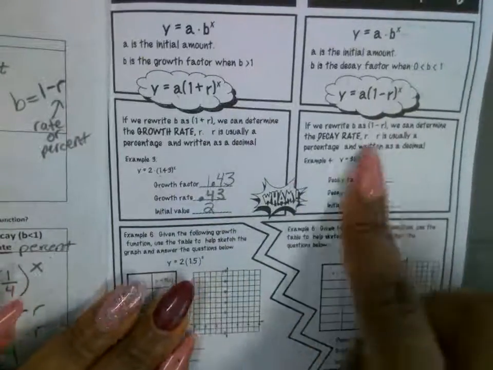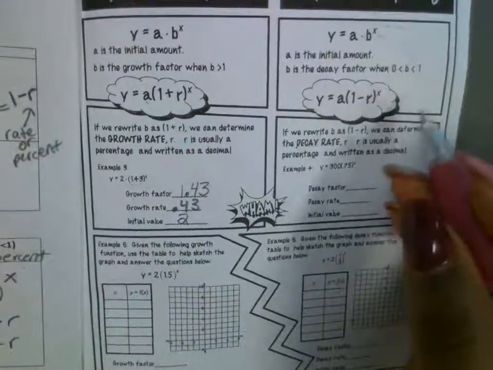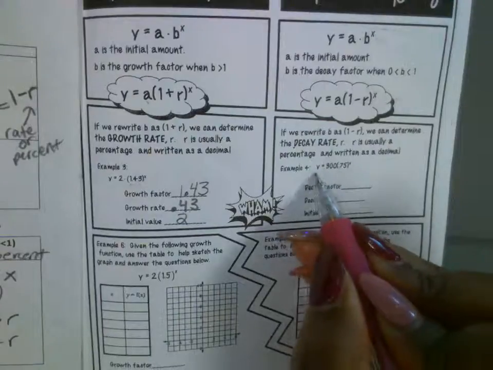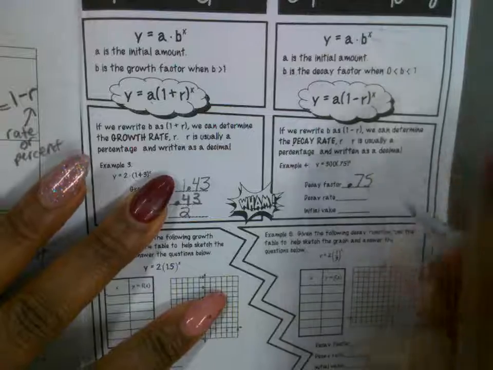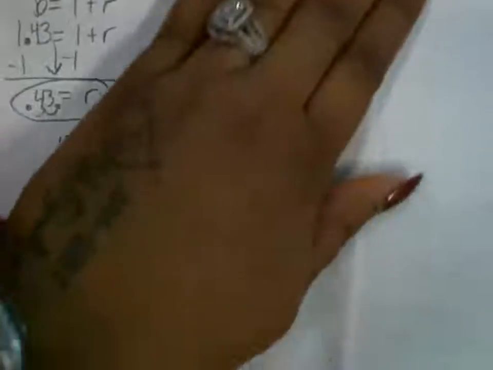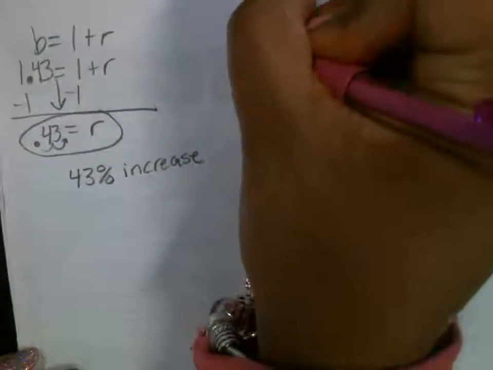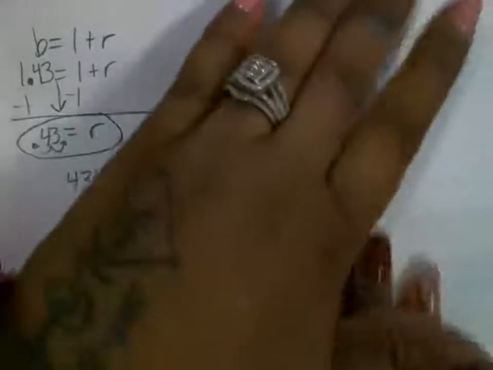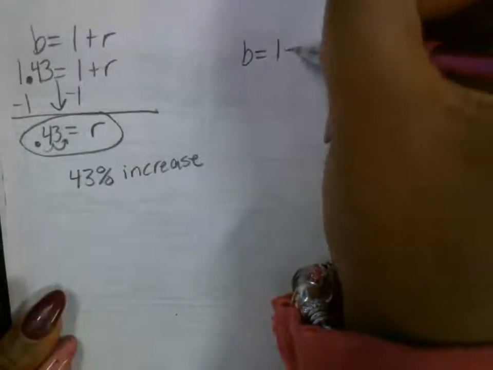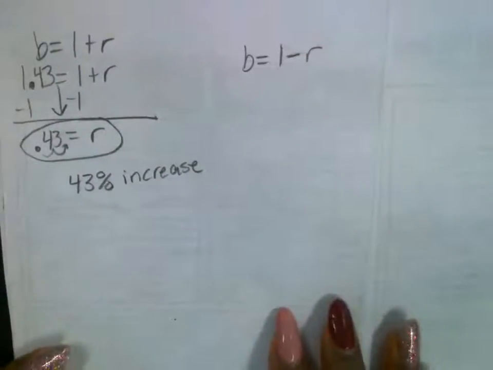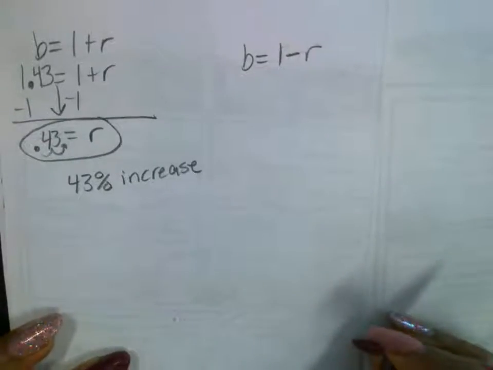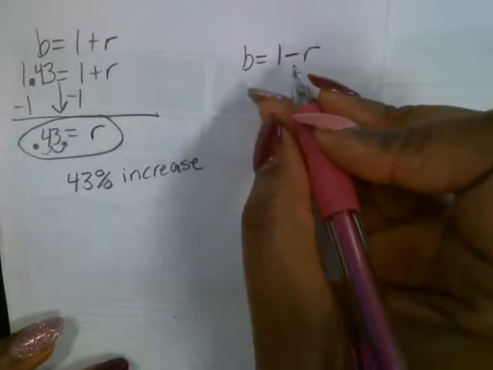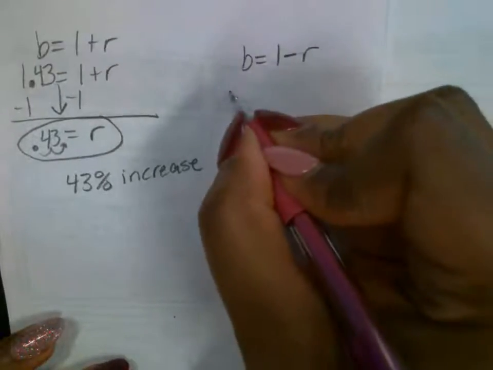Let's look at decay. What is the decay factor of this equation here? 0.75. So now we need to find the decay rate. So we're using B is equal to, what's the formula here? 1 minus R. And we're going to plug in B. Do you see how you get so sidetracked so easily? You just go to the left. All right, what's going to be our B? 0.75.